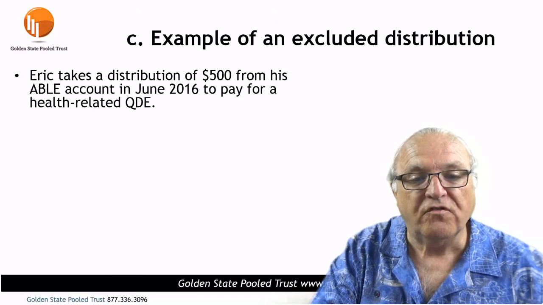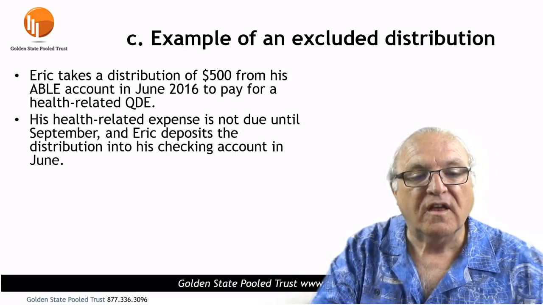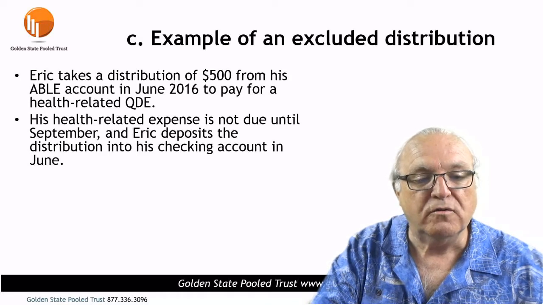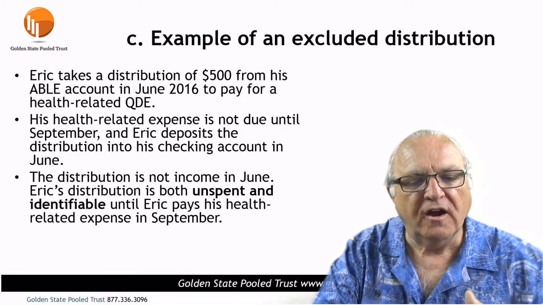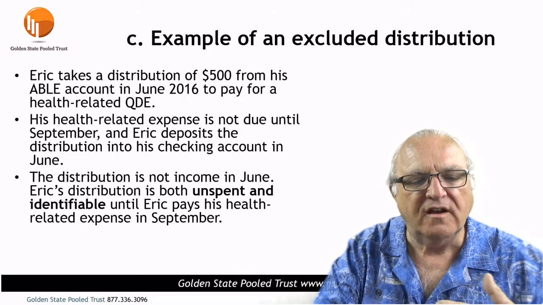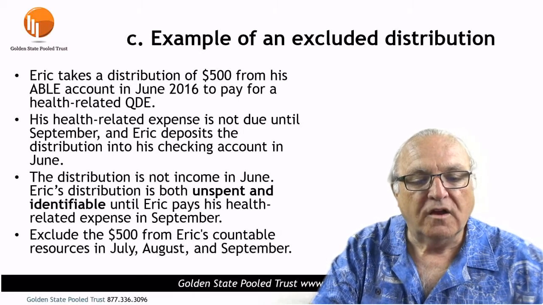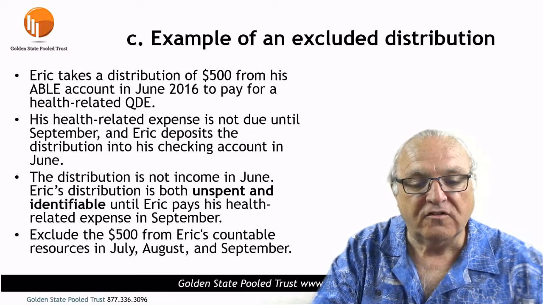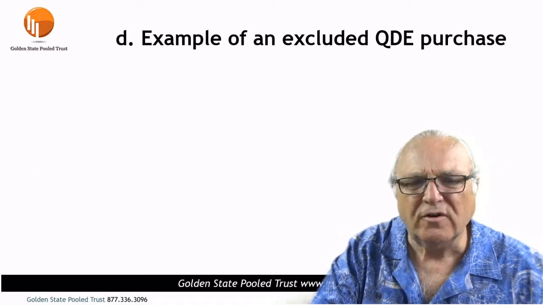Eric takes a distribution of $500 from his ABLE account in June 2016 to pay for a health-related QDE. His health-related expense is not due until September, and Eric deposits the distribution in his checking account in June. The distribution is not income in June. Here, Eric's distribution is both unspent and identifiable until Eric pays his health-related expenses in September. Exclude the $500 from Eric's countable resources in July, August, and September. Okay, well, that's pretty straightforward.